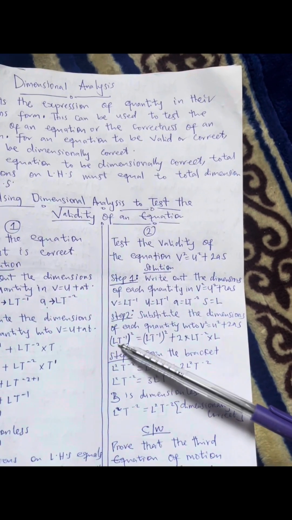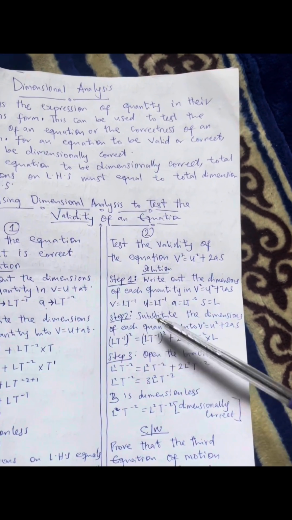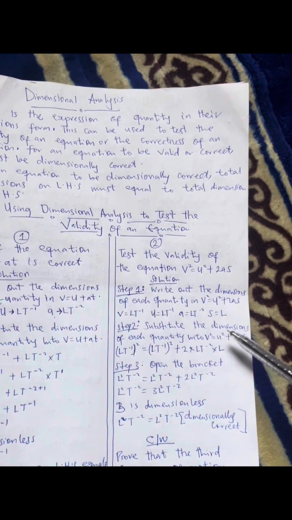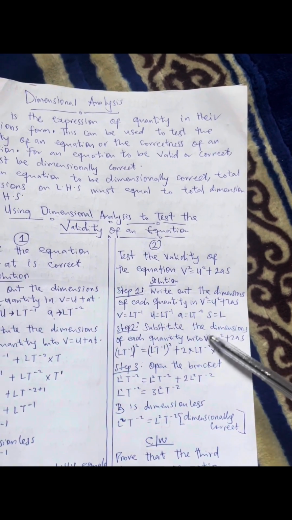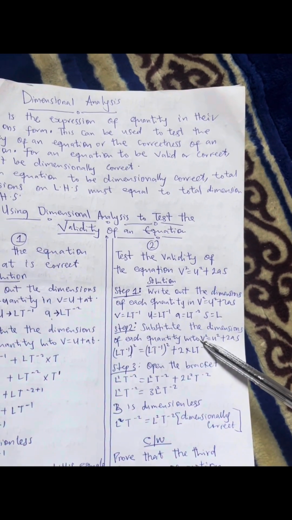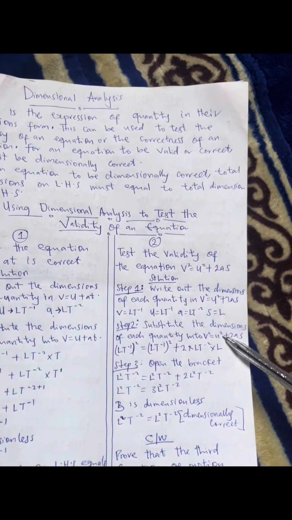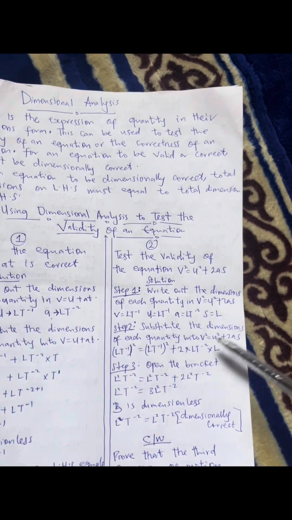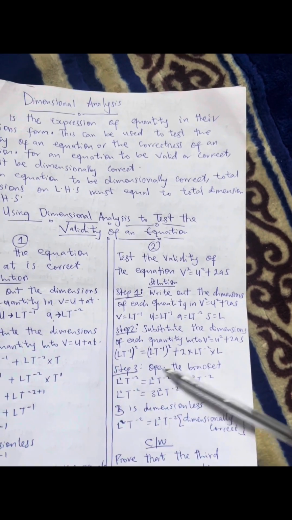Substitute the dimensions of each quantity into the equation given to you. So that will then turn to (LT^-1)^2 = (LT^-1)^2 + 2 times LT^-2 times L, because v is v squared, and the dimension for v is LT^-1. U is u squared, the dimension for u is LT^-1. A is acceleration, the dimension is LT^-2. And s is the distance, the dimension is L.